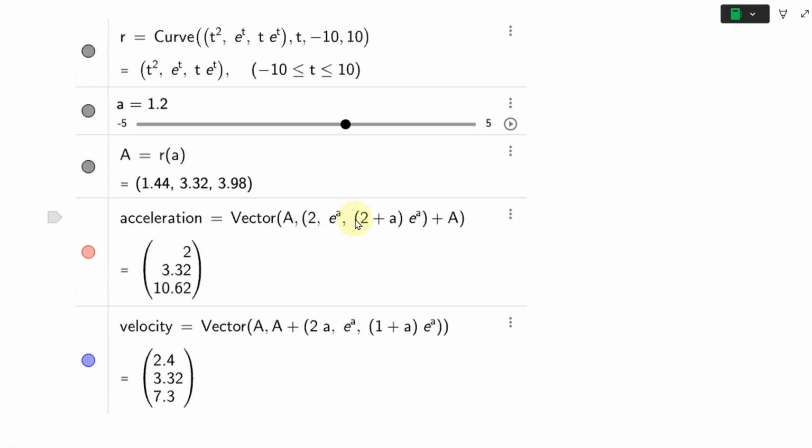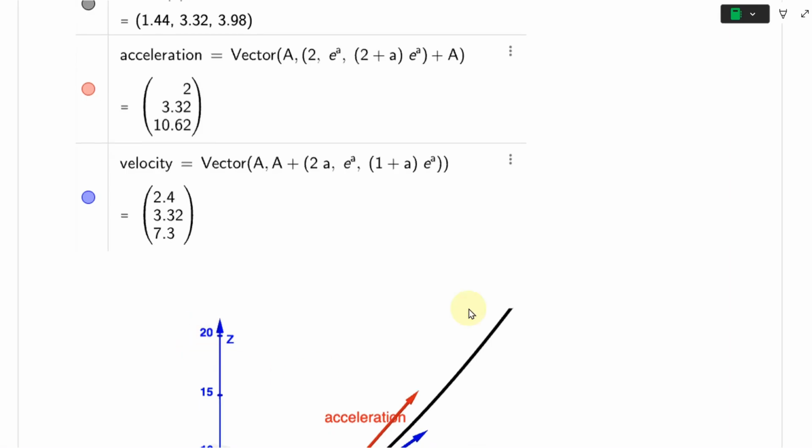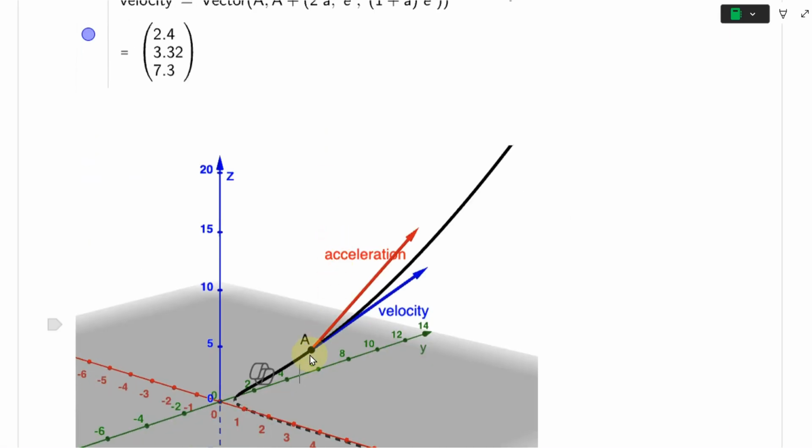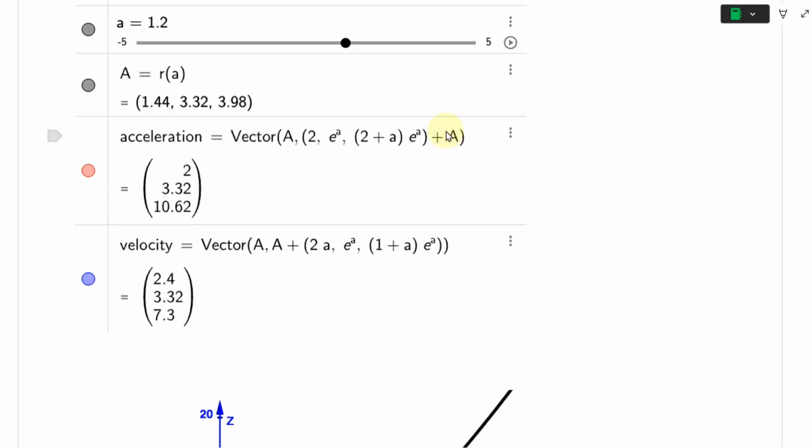And then there's acceleration, so we're going to have it as 2, e to the power of a, and then 2, comma, e^a, and then comma, 2 plus a to the power of times e to the a. Again, you put t, so it graphs out the whole thing, then a for specific points, and this is a vector, and then plus a.